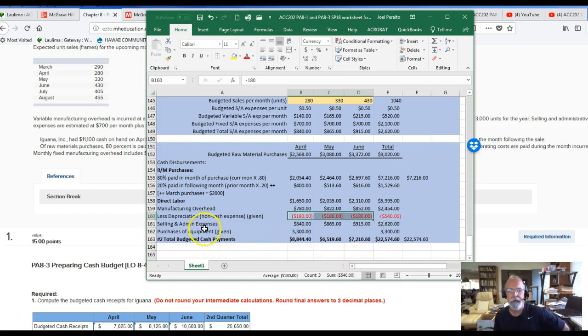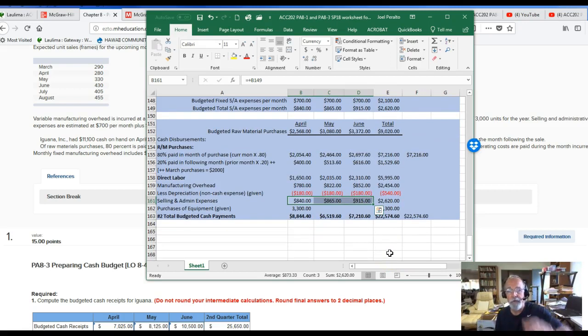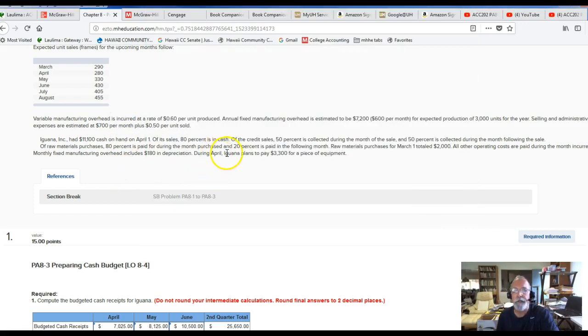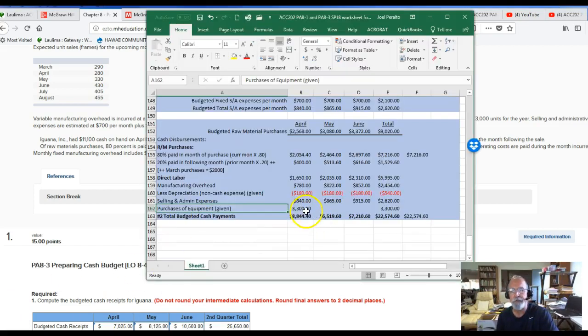$180 per month. And then finally we add in our selling and administrative expenses, again calculated above. So April's was $840. So there's our three selling and administrative expense amounts. And we're not totally done yet. We have one more item which is given in the problem, and it says during April Iguana plans to pay $3,300 for a piece of equipment. So we need to show that as a cash payment for April.